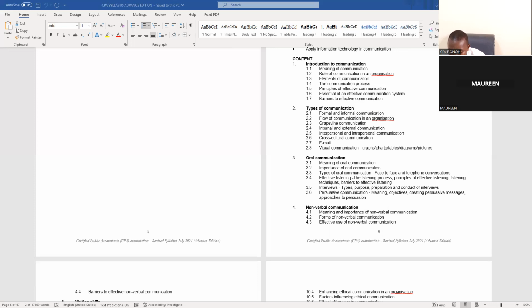Then the advantages of this oral communication, we have already said, there is a physical proximity. Remember when you say proxy, here we're talking about proximity. When you say a proxy, if there's any meeting and you send someone to represent you, we say it is a proxy. But now this one needs you to be there so that you can communicate. So there is a physical proximity.